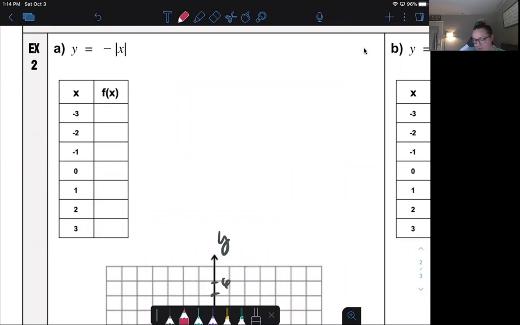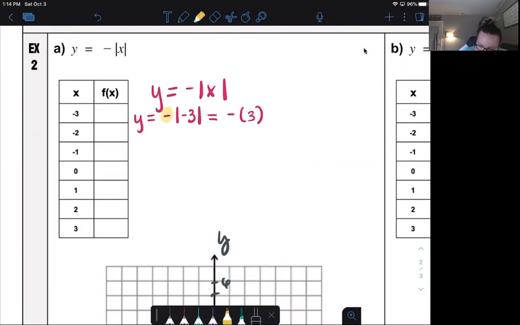So let's plug in a bunch of values. So y is equal to the negative absolute value of x. So we're going to have y is equal to the negative of the absolute value of -3. Well, the absolute value of -3 is positive 3. But then we want to take the negative of that because we have a negative sign out in front here. So we actually get negative 3.